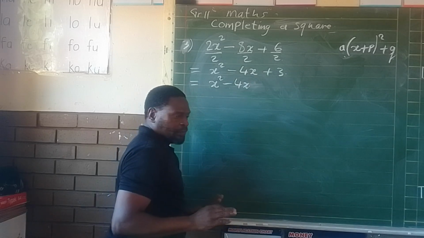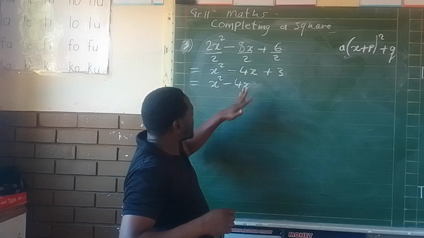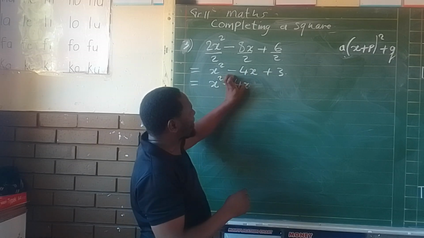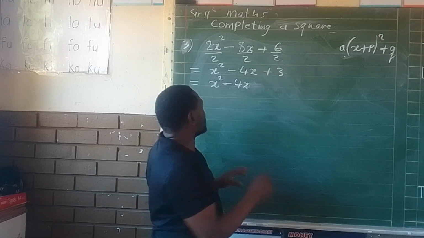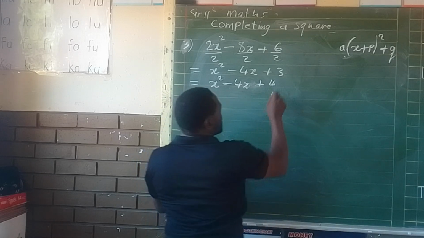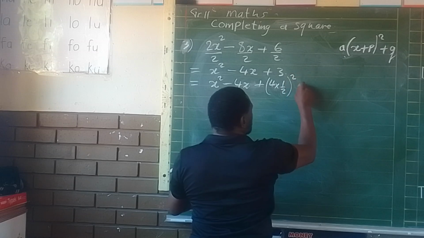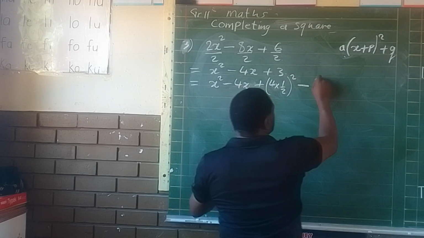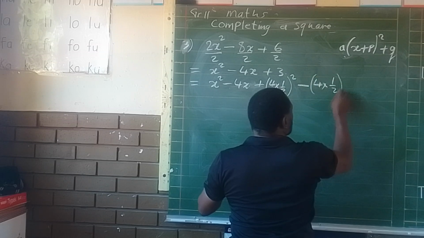You stop. Remember the golden rule. The rule of thumb is you take the coefficient of x, you multiply it by half, you square that. Here is our coefficient of x. We multiply it by half, we square it. Minus, check the coefficient of x, you multiply it by half, you square it.